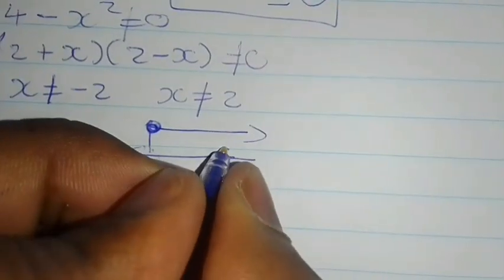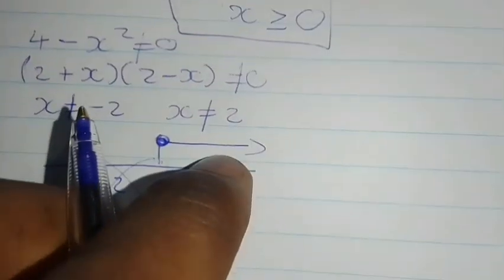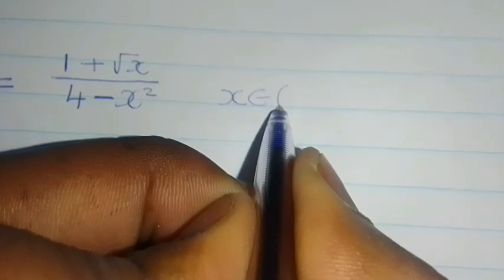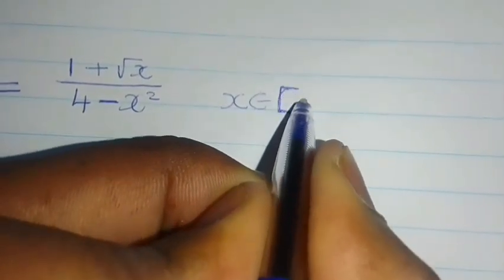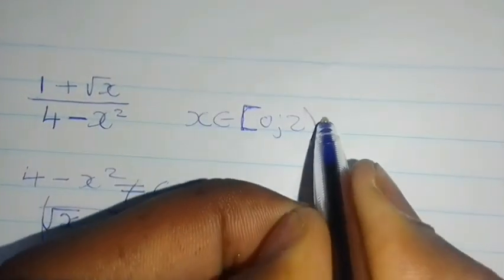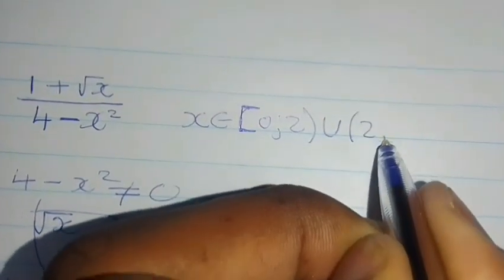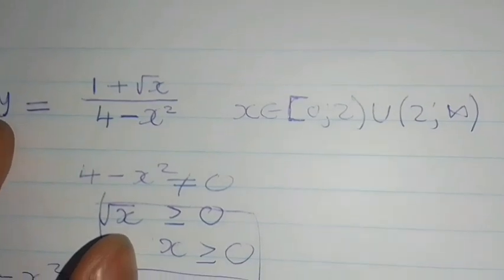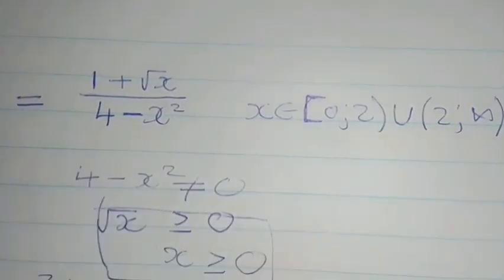So that means we must have an open point here, so x is not equal to 2. x is greater than or equal to 0. So the domain is that x is greater than or equal to 0, but x is not equal to 2. So x is an element of the numbers between 0 and 2, where 0 is included and 2 is not, and it also proceeds to values of x greater than 2. So that's the domain of this function. That's how you can evaluate the domain of this function.